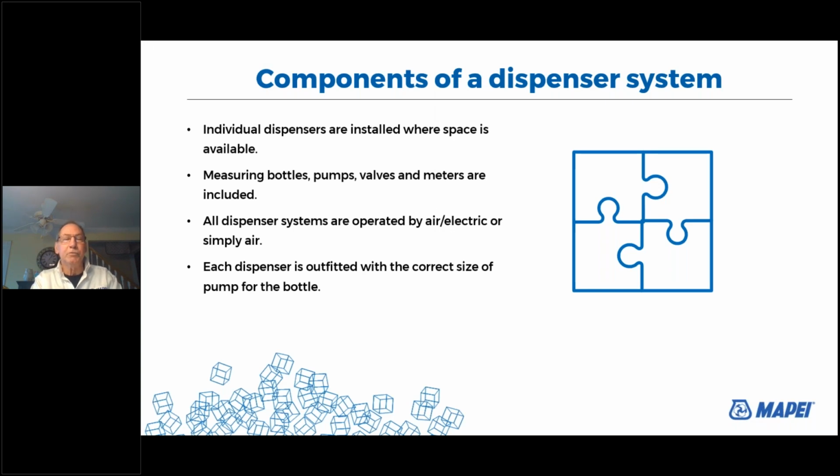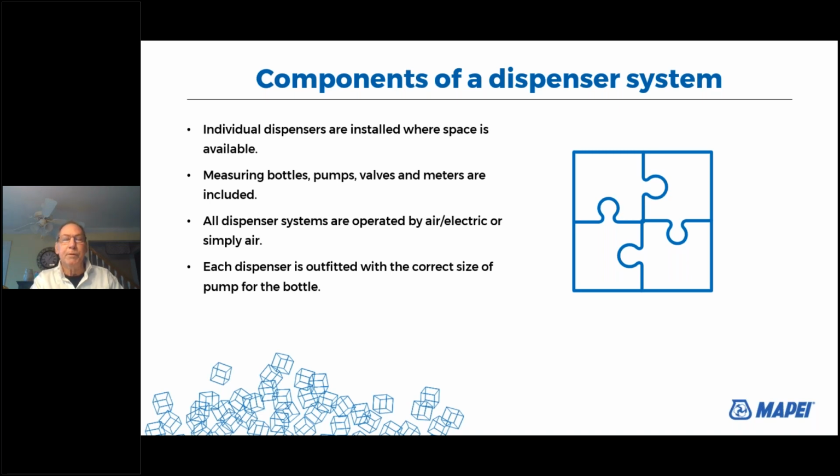Components, individual dispensers, are installed anywhere where it's available. If nothing's available, we'll bring a Conex box, a 40-footer or 20-footer, it really doesn't matter. The measuring bottles, the pumps, the valves, the meters are all included. So this is something we provide the producer for doing business with MAPEI.